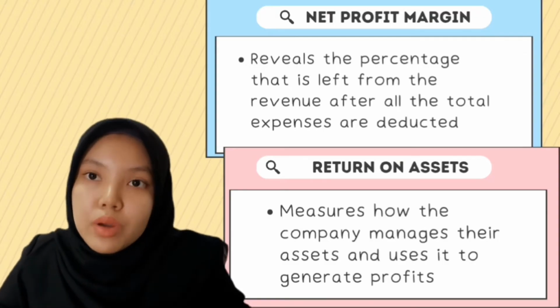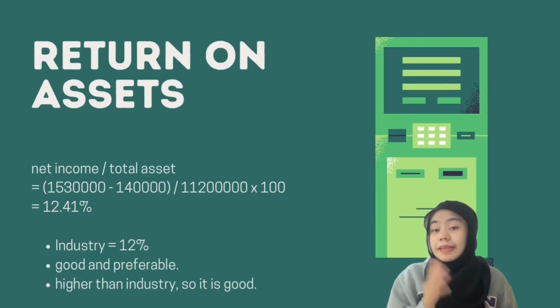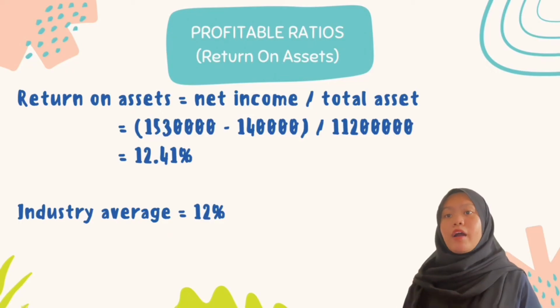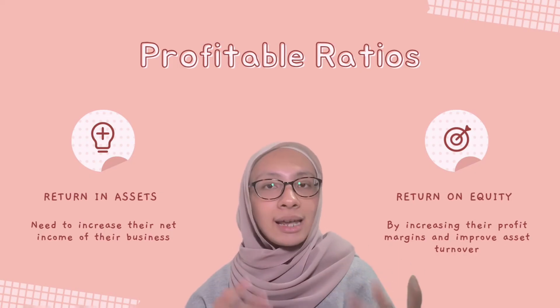Return on asset measures how the company manages its assets and uses them to generate profit. It is net income divided by total assets. So, the answer is 12.41%. Hikmah Bati Berhad return on asset is 12.41% and industry average is 12%. This shows that Hikmah Bati Berhad current ratio is higher than industry, which is good and preferable. For return on assets, it requires to increase net income.